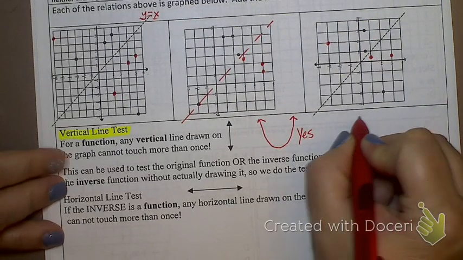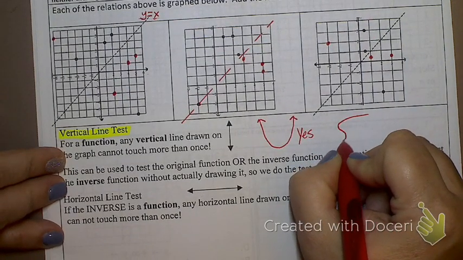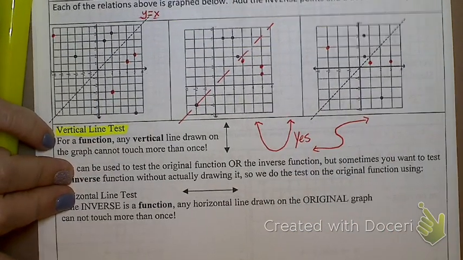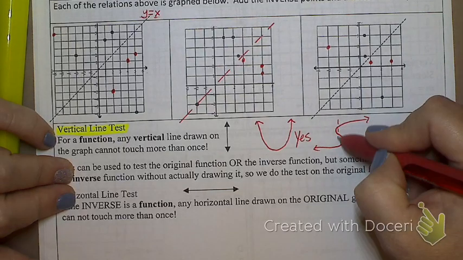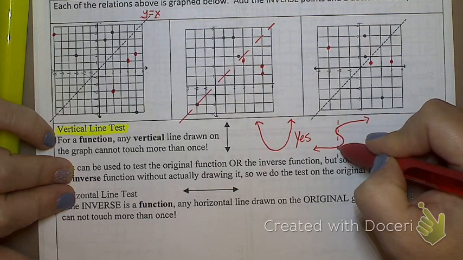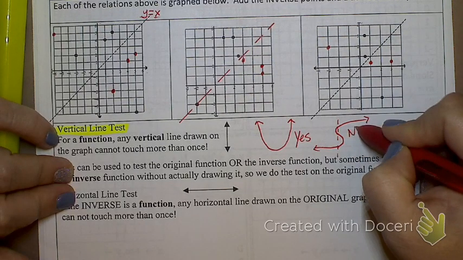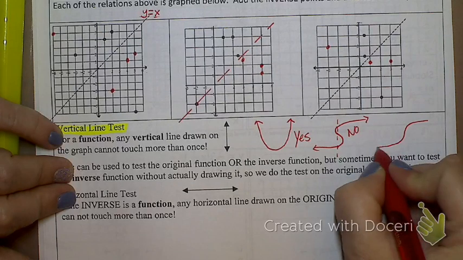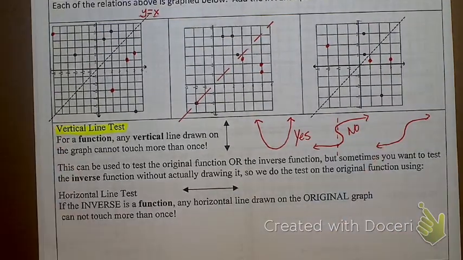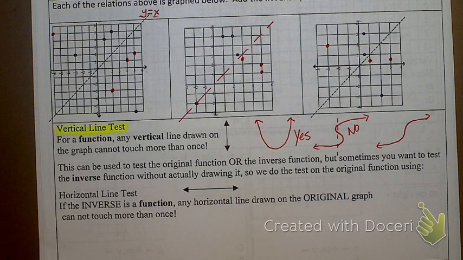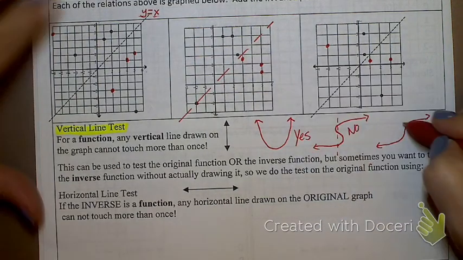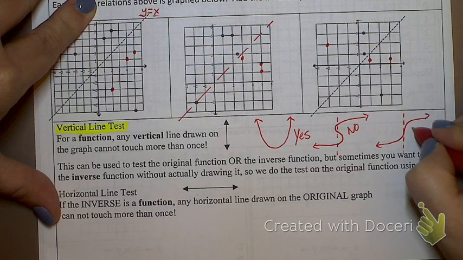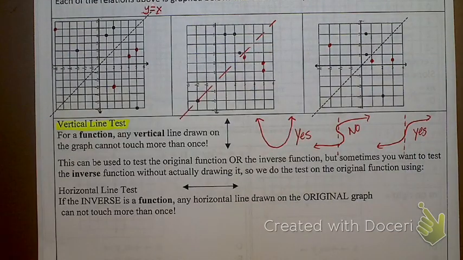What if I have something like a cube root that looks kind of funky like that? Is that a function? Because there's a few places here where if I drew a vertical line, I am definitely going to hit that more than once, aren't I? So no, that one is not a function. What about this cube root, where the bends aren't quite as bold? Is that one a function? It is, because even though it looks like it's going to cover it a little bit, it's only going to hit it once. So that one is a function.